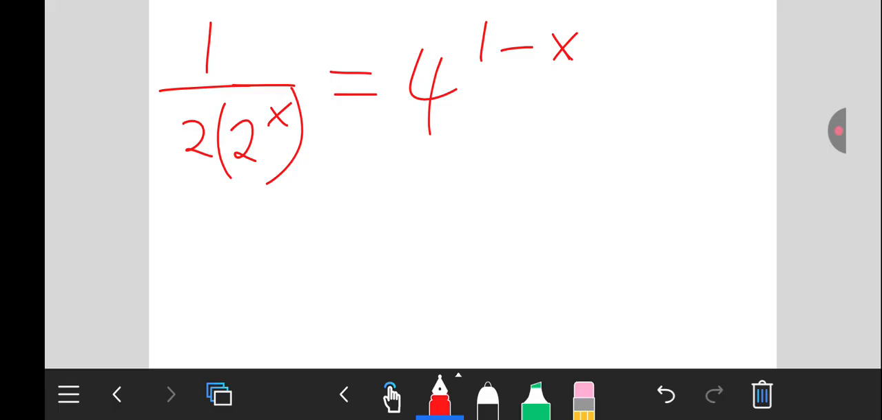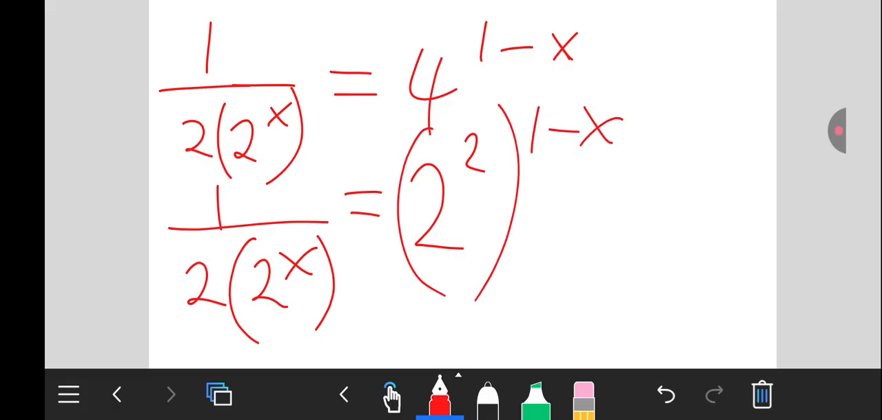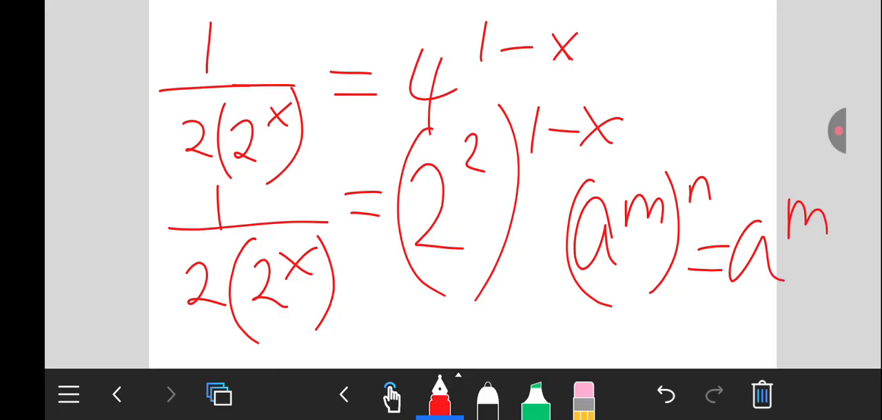Okay. So we can say 1 over 2 to the power x is equal to, we can write this 4 as 2 raised to the power 2, that is 4, then raised to the power 1 minus x. Okay, let's simplify this. If you have a raised to the power m raised to the power n, we said this is simply a raised to the power m times n.